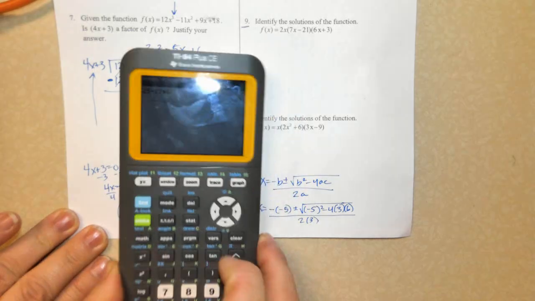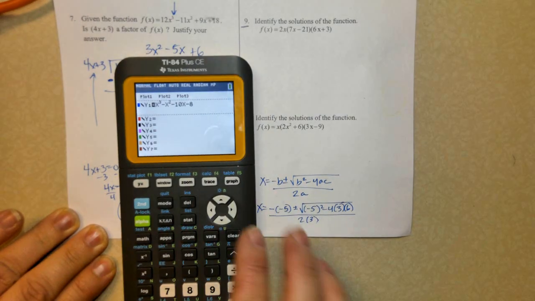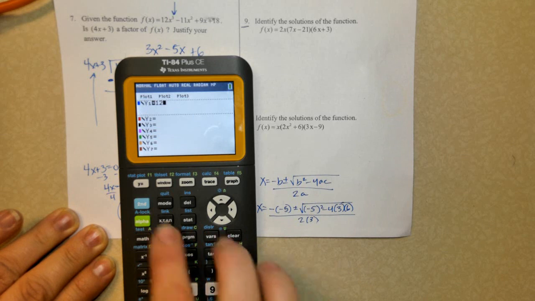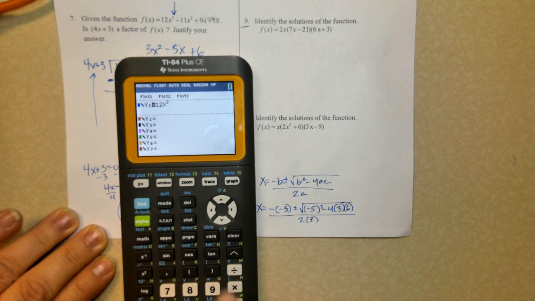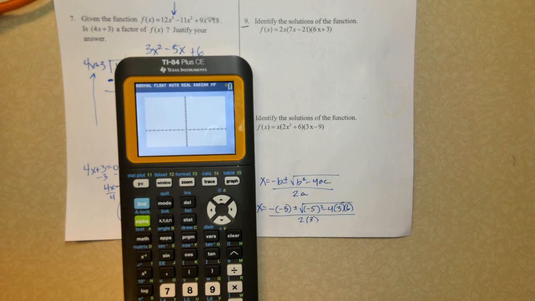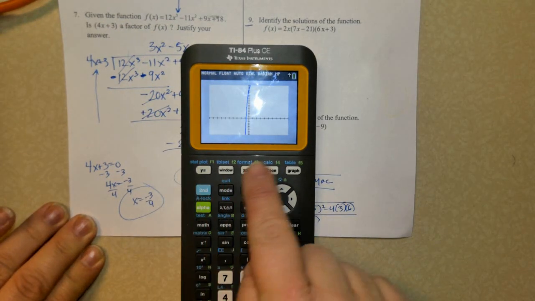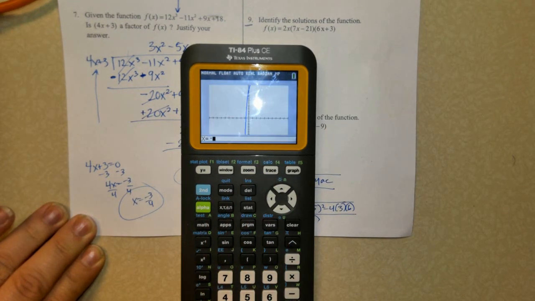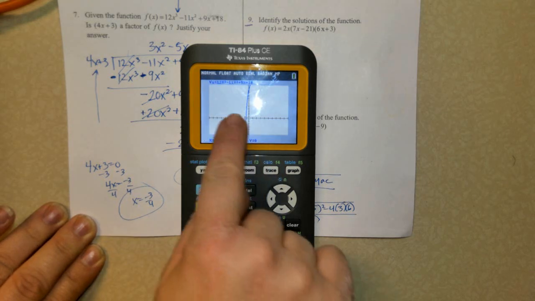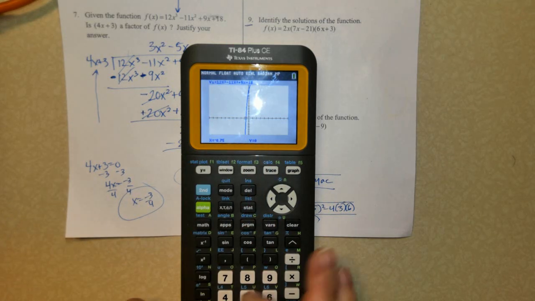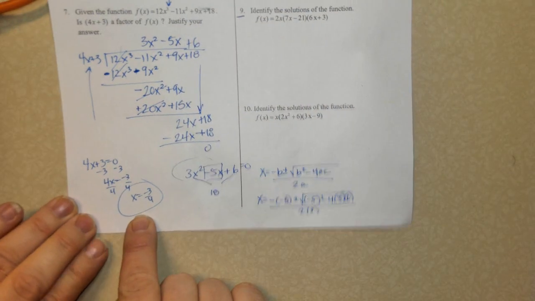I don't want you to waste your time, I just want you to watch. If I would plug in 12x to the third, subtract 11x squared plus 9x plus 18, and I graphed it, we should see an answer of negative 3/4. So watch, second trace, value, negative 0.75, which is equivalent to negative 3/4. Can everybody see how that works? Okay, so that's one answer.